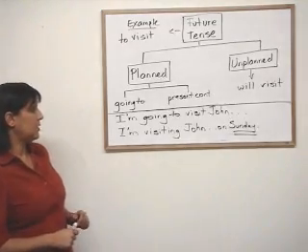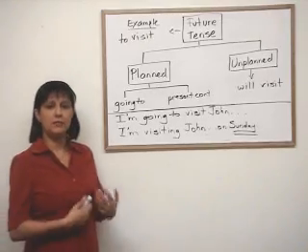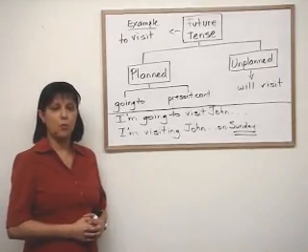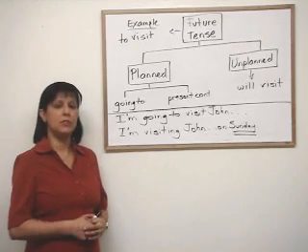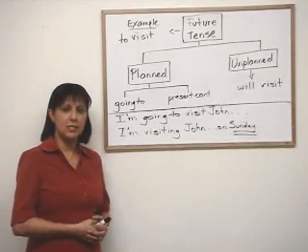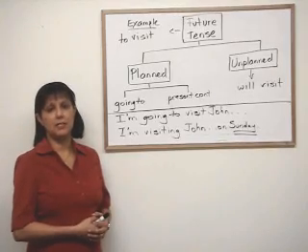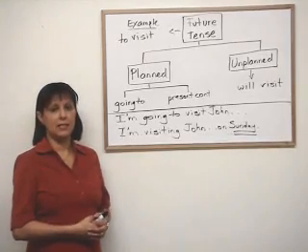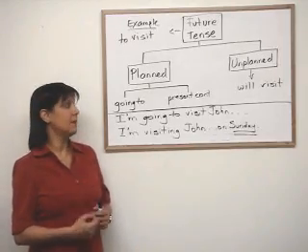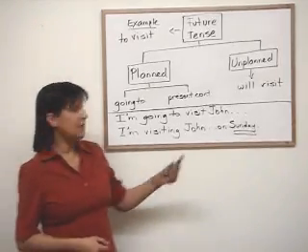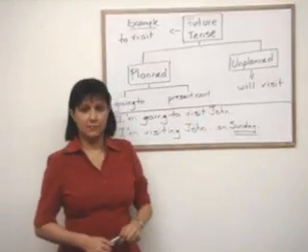Again, to review, you could say, I'm going to visit my mother on Friday, or I'm visiting my mother on Friday. I'm going to play tennis on Thursday, or I'm playing tennis on Thursday. Again, these are activities that you have planned in advance. All right? Let's go now to the second side, which is for the unplanned activities.